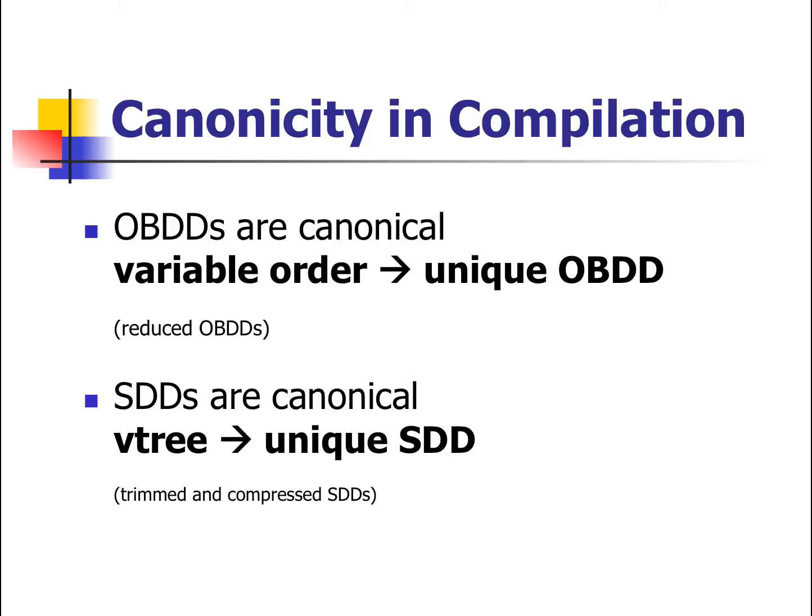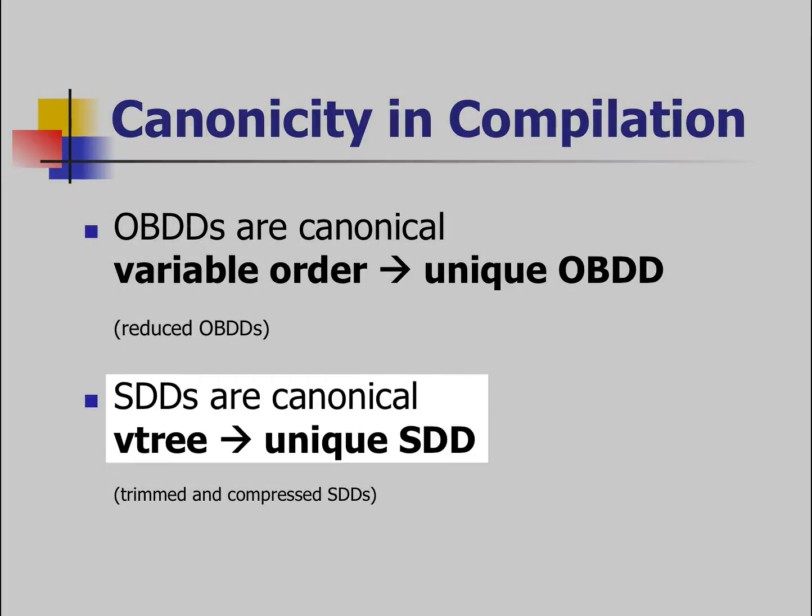The same story is applicable to SDDs. They're also canonical, except in this case, instead of a variable order, we need to have a tree structure over variables, which is known as a Vtree. And again, for a particular Boolean formula, once I fix the Vtree, there is precisely one SDD that corresponds to that formula. So once more, if we're trying to minimize the size of an SDD for a particular formula, that becomes a matter of finding the appropriate Vtree, a process that we're going to talk about in some detail later.